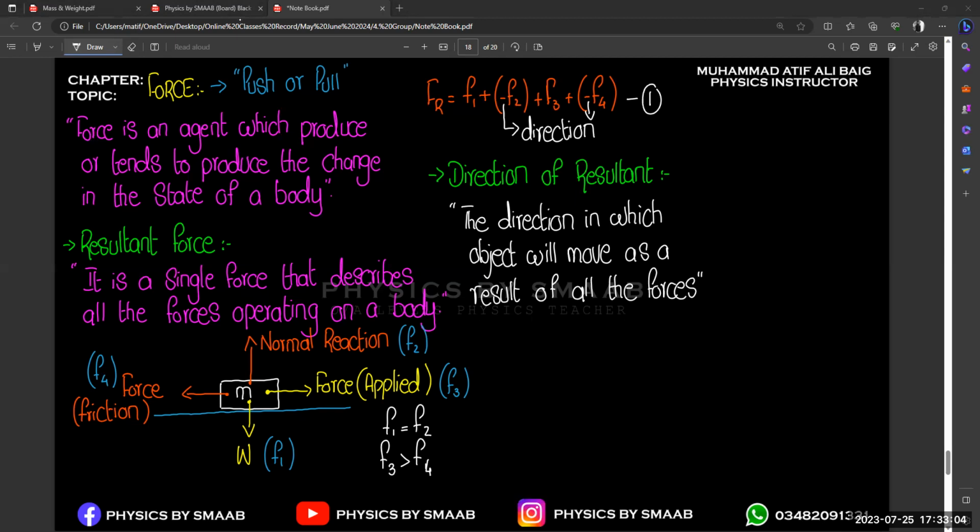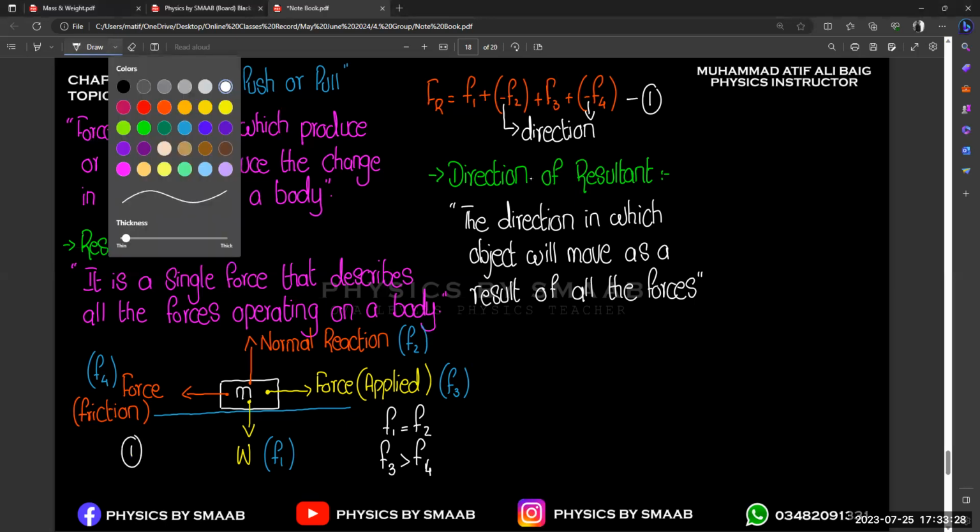Okay, any confusion till now? No, sir. Okay. And if we talk about the balanced force, yes. Can you explain the direction of the resultant? I'm a little confused.